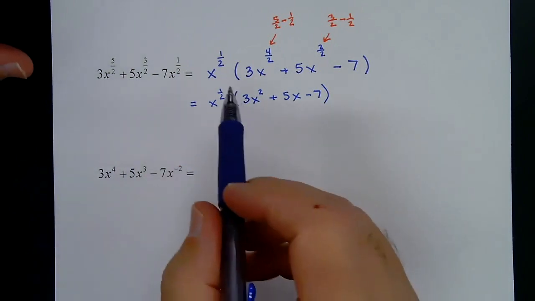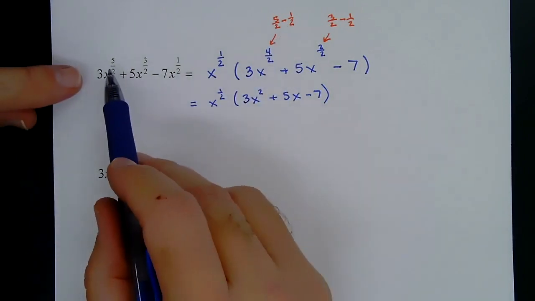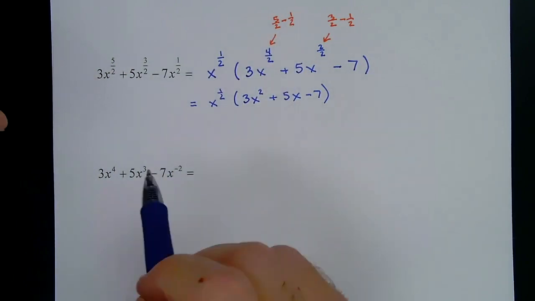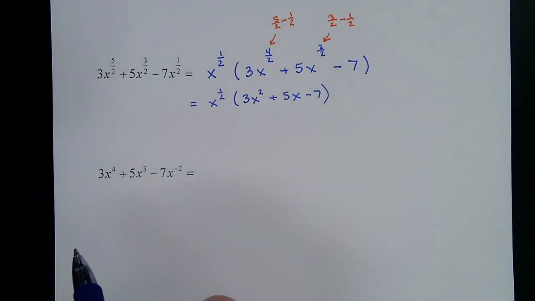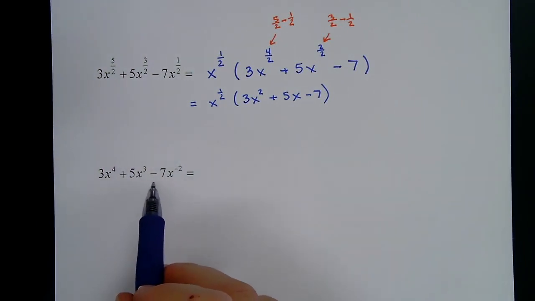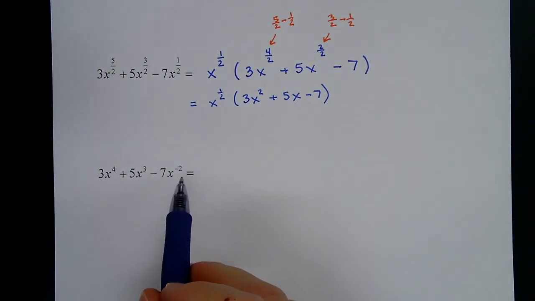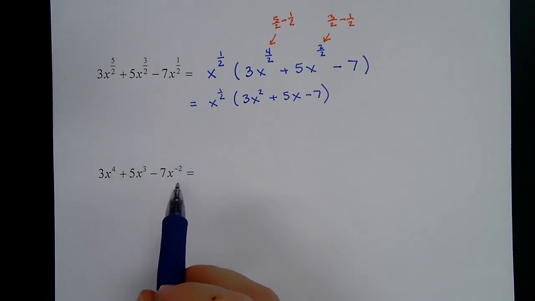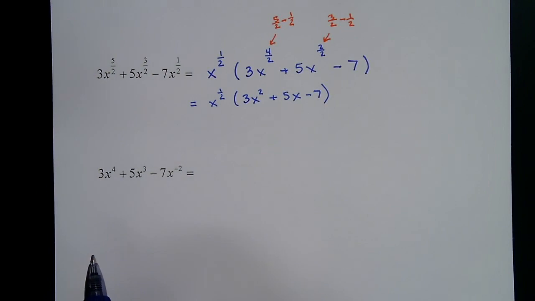All right, so from the power we started with, we're going to subtract the power that we factored out. It's going to be important, okay? This next one, 3x to the 4th plus 5x cubed minus 7x to the negative 2 power. Which of these powers is the smallest? It's the negative 2 power. So that's the one we're going to factor out.